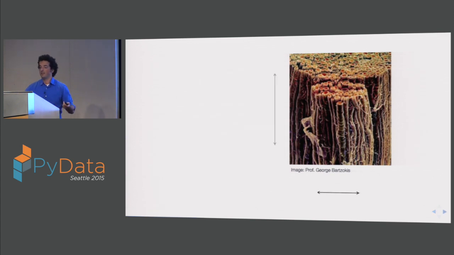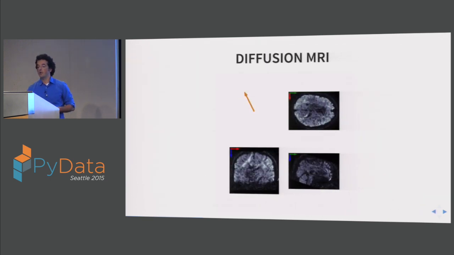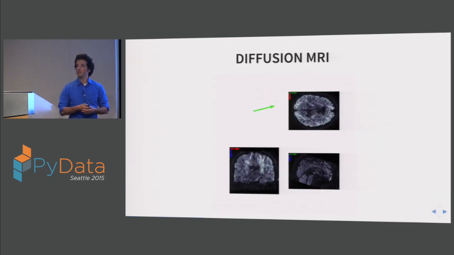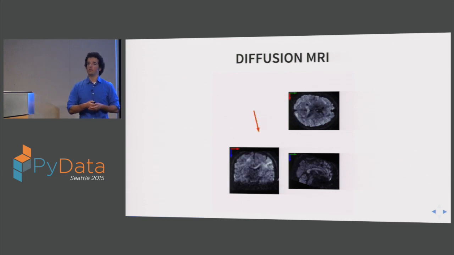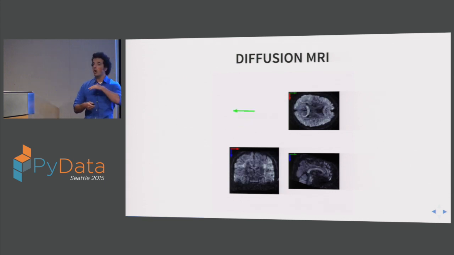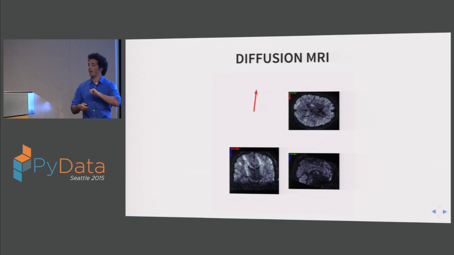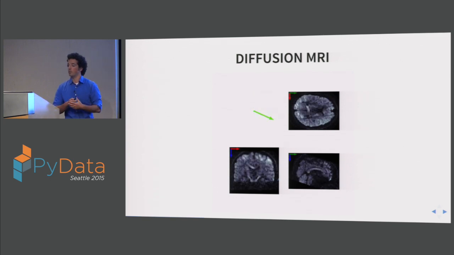So here it is in the tubes themselves, right? There's more diffusion along the length than across the boundaries. And the way that we can measure this anisotropy is by the application of magnetic field gradients across the brain as we're making the MRI measurement. That's the main principle of diffusion MRI.